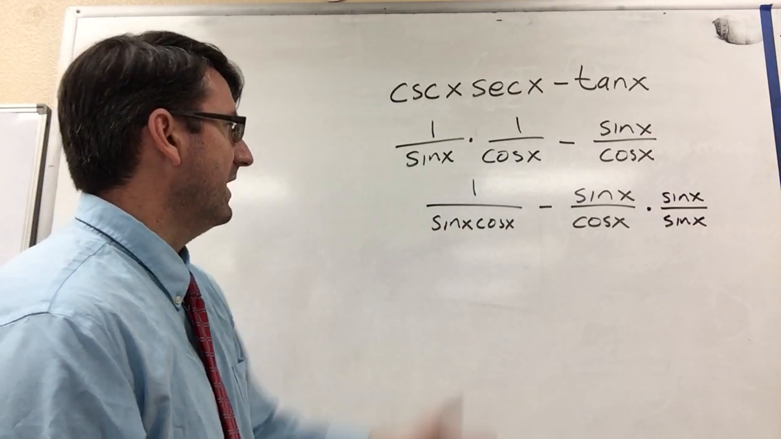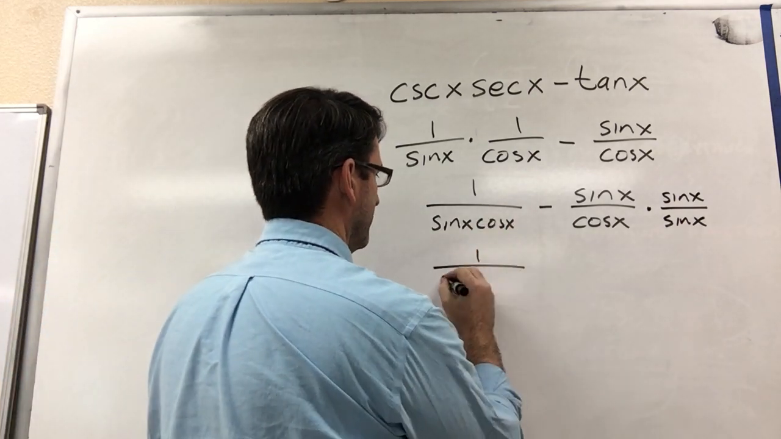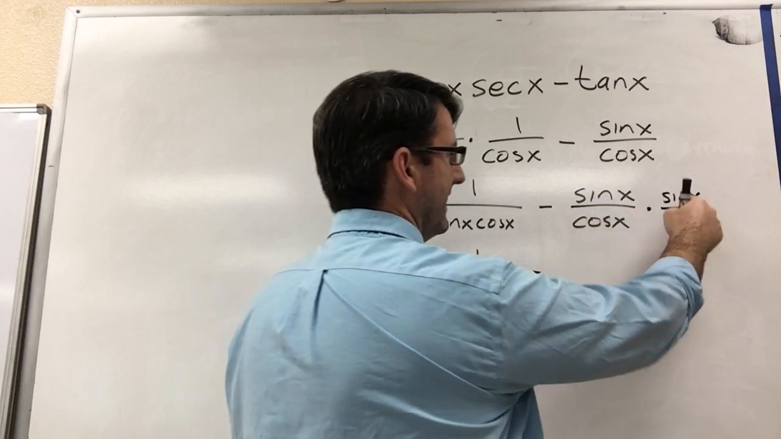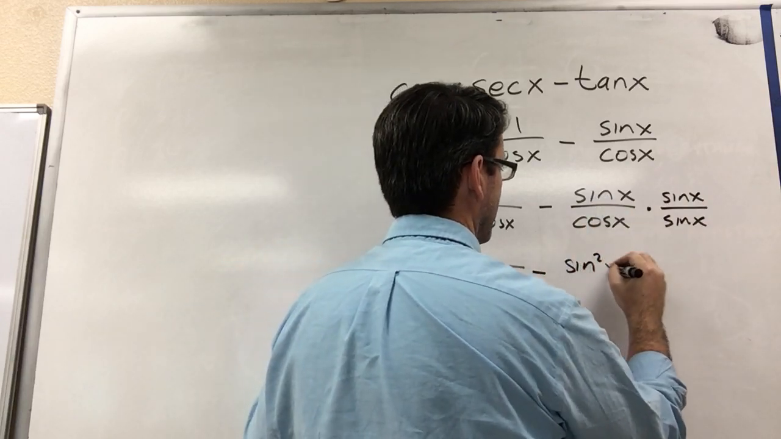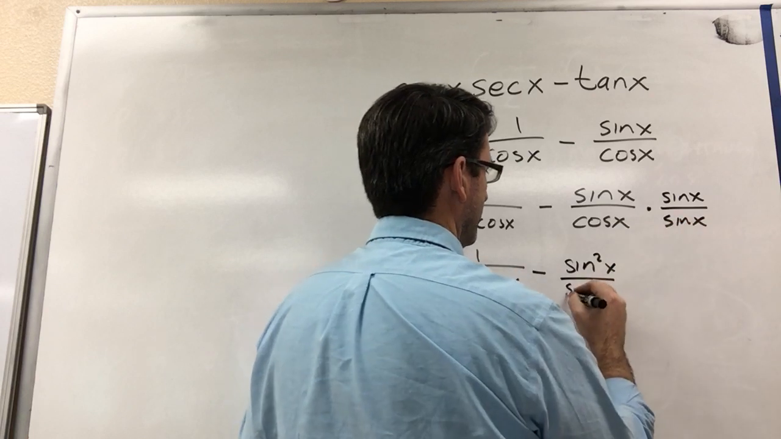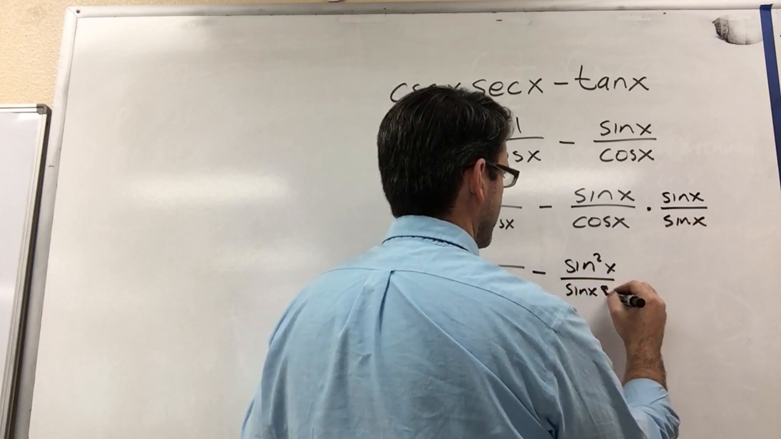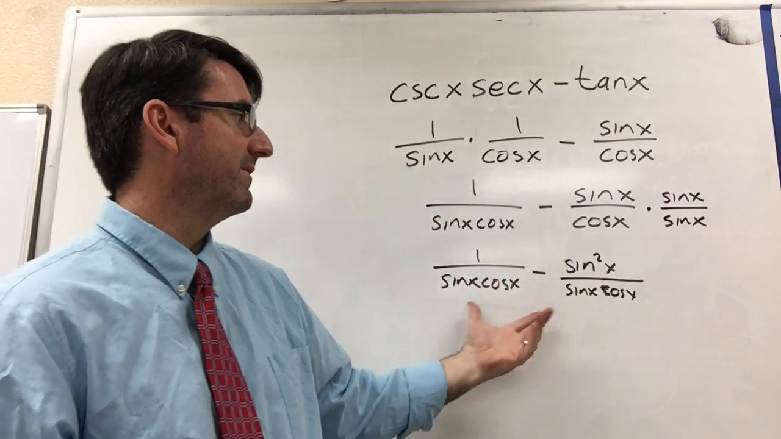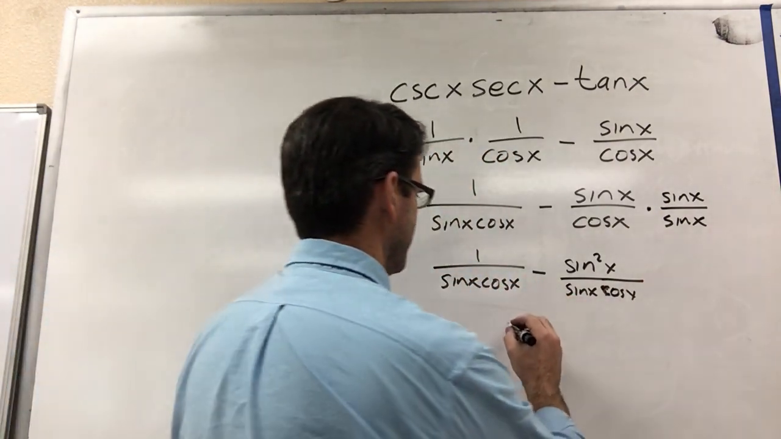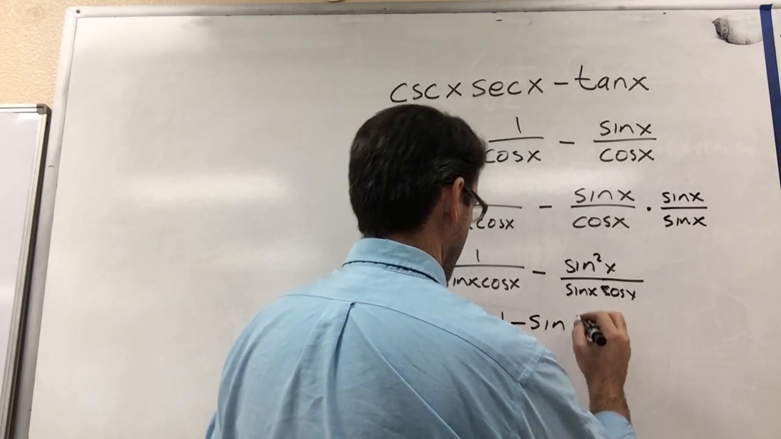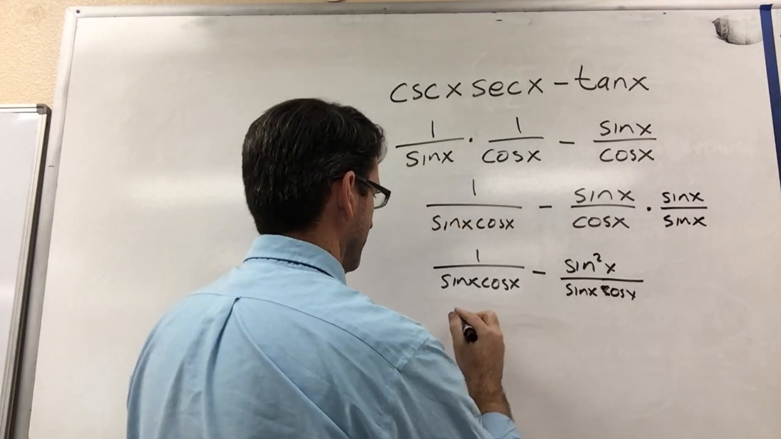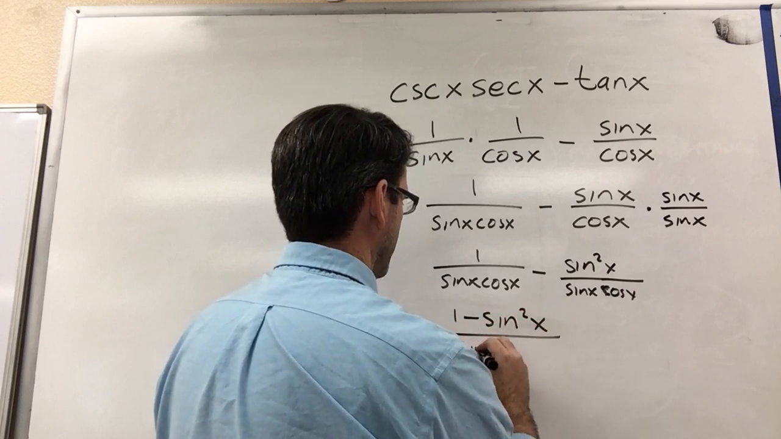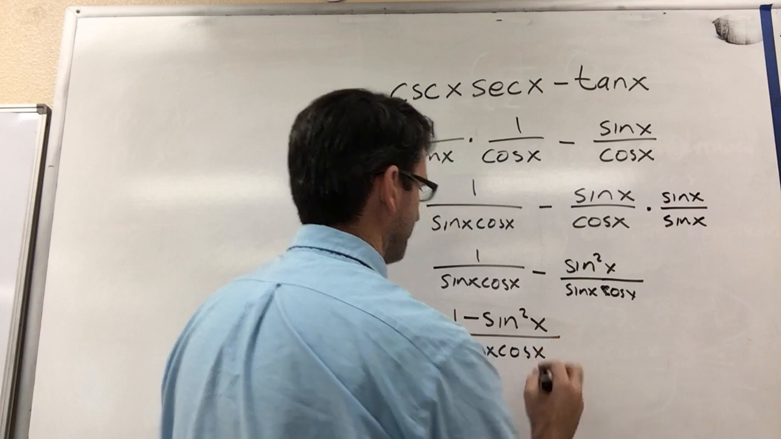All right, so this becomes 1 over sine x cosine x. And then sine x times sine x is sine squared over sine x cosine x in the denominator. Now we've got a common denominator, we can combine these. So we get 1 minus sine squared x over sine x cosine x.